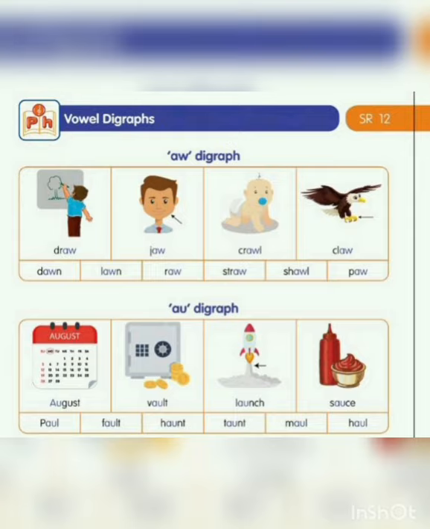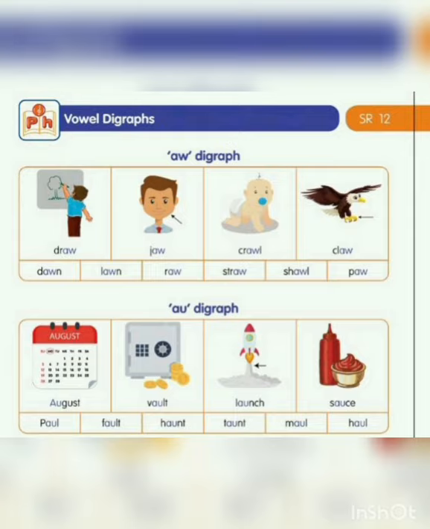So let's read first of all AW digraph. O as in draw. O as in jaw. O as in crawl. O as in claw. O as in dawn. O as in lawn. O as in raw. O as in straw. O as in shawl. O as in paw.